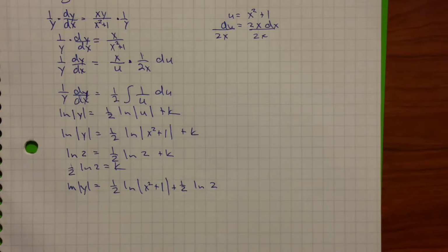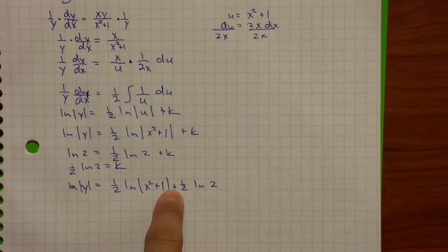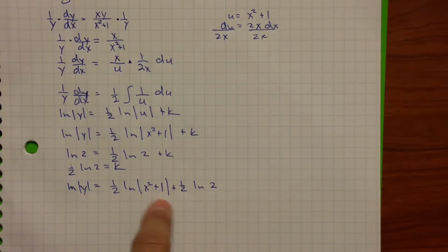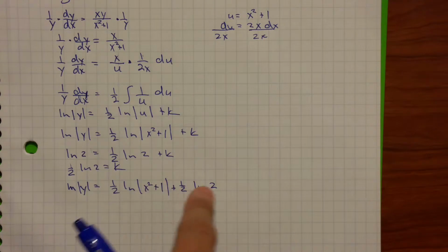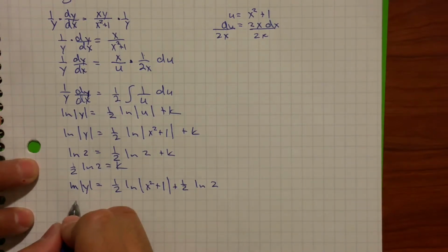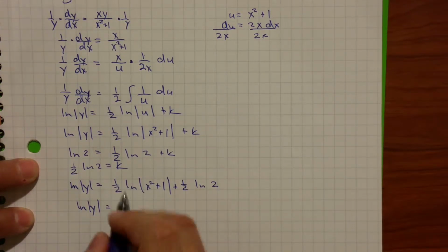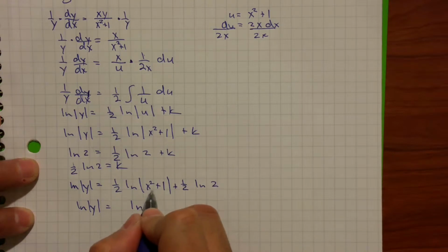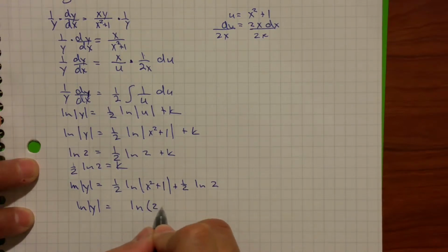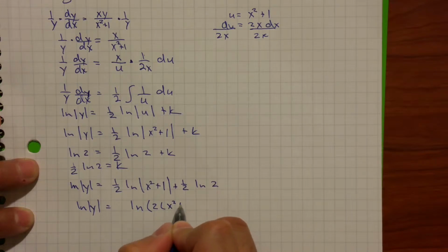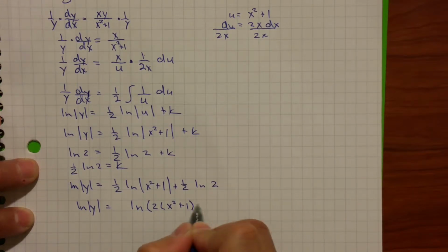All right, let's go ahead and do some combining here. When I combine these together, since this is a plus sign, it means that I'm going to multiply. If it was a minus sign, I would divide, but this one I'm going to multiply. So ln of y is equal to ln of 2 quantity x squared plus 1, and I'm going to close that there.